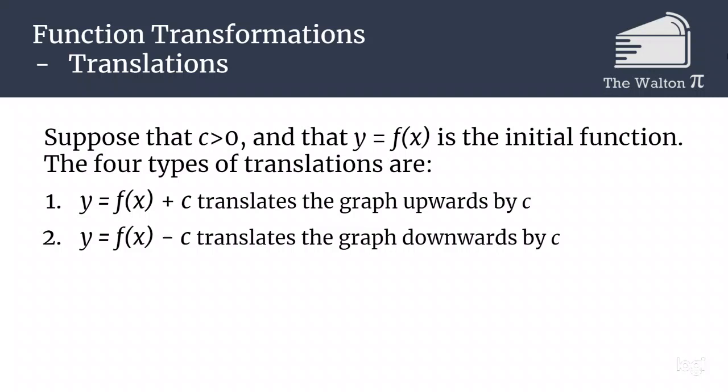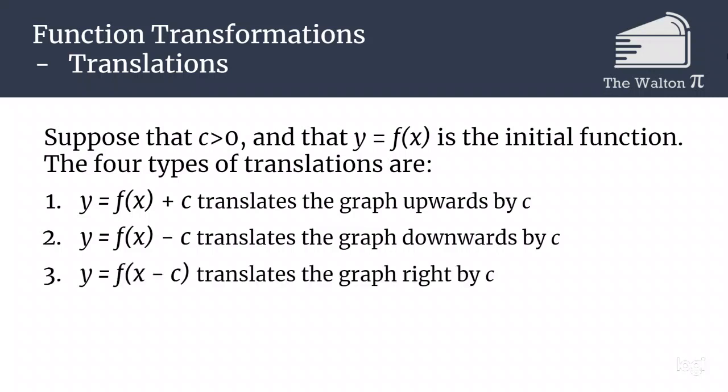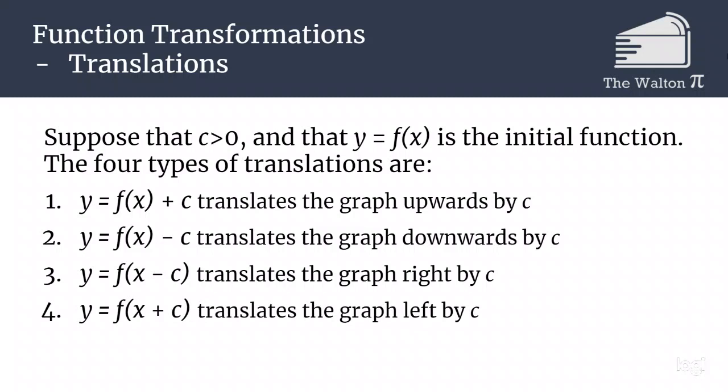We could also add and subtract before we apply the function f. If we do f of quantity x minus c, that's going to translate the graph to the right by c. Now, this might seem a bit backwards if you're trying to visualize what this is doing, because if we subtract c, we are moving in the positive x direction, but we'll talk about that in a second. The other one is y equals f of quantity x plus c. This is going to translate the graph in the negative x direction by a distance c.